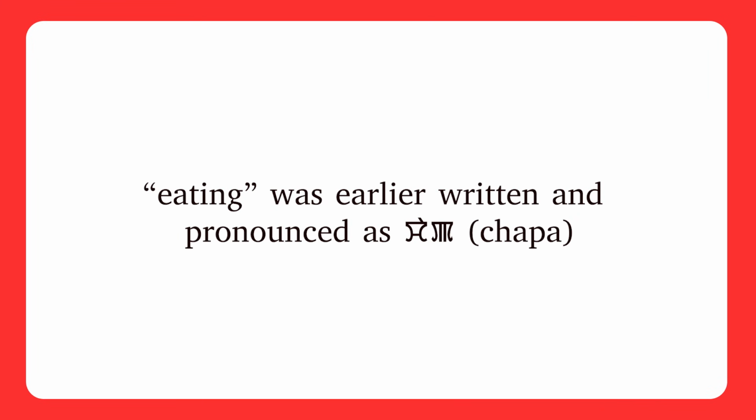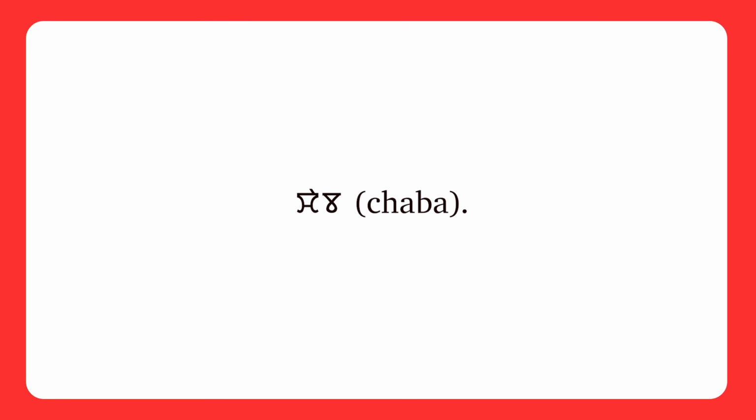In earlier or classical texts, certain words were written and pronounced differently from how they are used today. For example, the word eating was earlier written and pronounced as sapa, but in modern Manipuri it is used as saba. Such sound changes are represented through derivational letters in Manipuri.